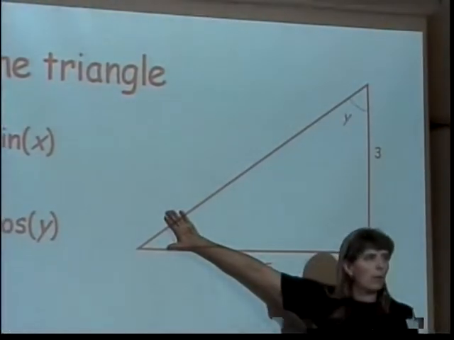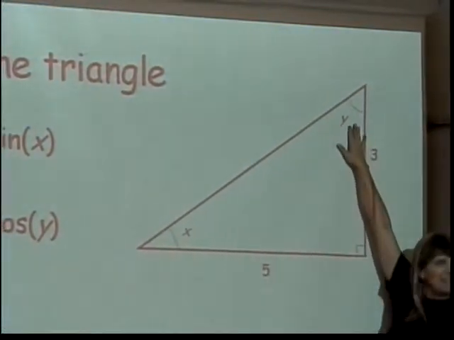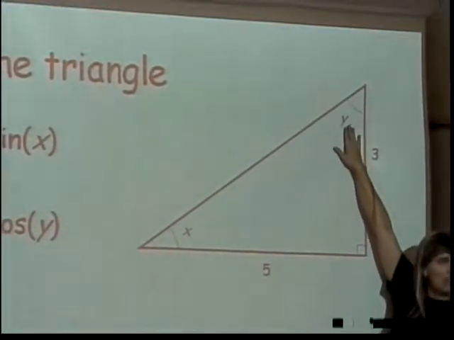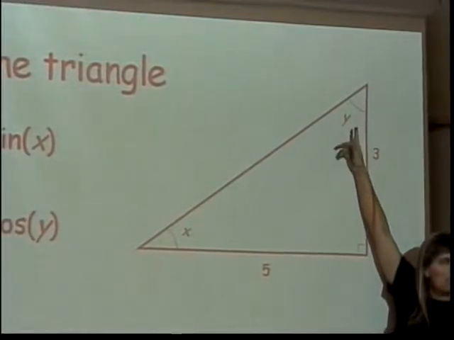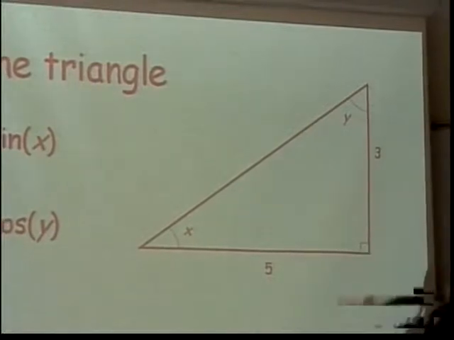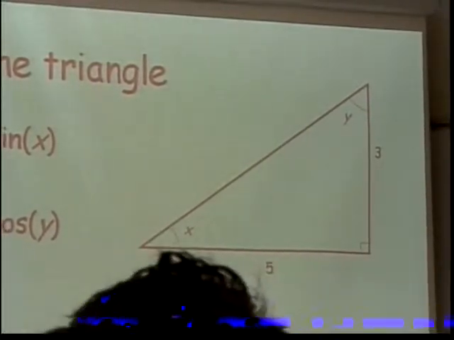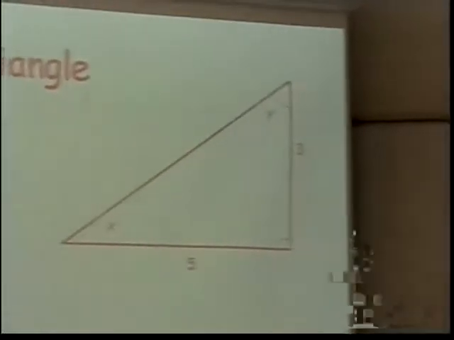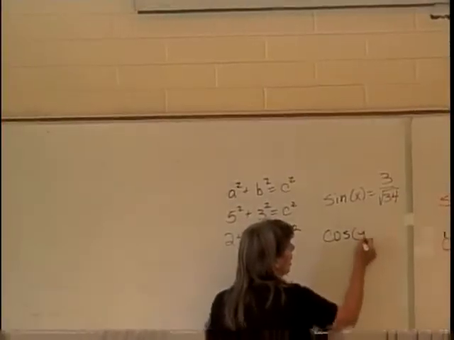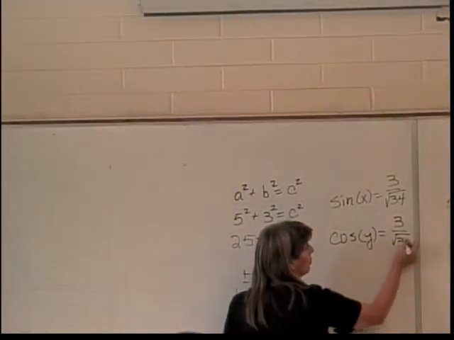You gotta watch. Adjacent and opposite are relative to where the angle is. In this first problem, I have the angle down here at x. Now, in the cosine, what I'm asking about is y. So it's this angle. What becomes the adjacent side to the angle y? The 3. Hypotenuse doesn't change. So the cosine of y is going to be, once again, 3 over the square root of 34.